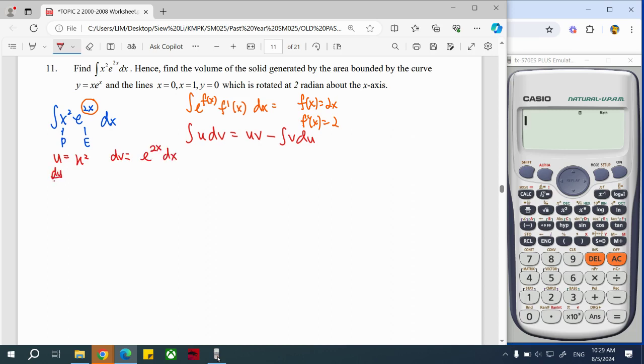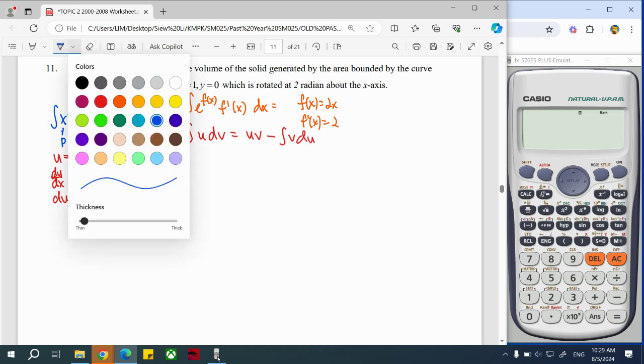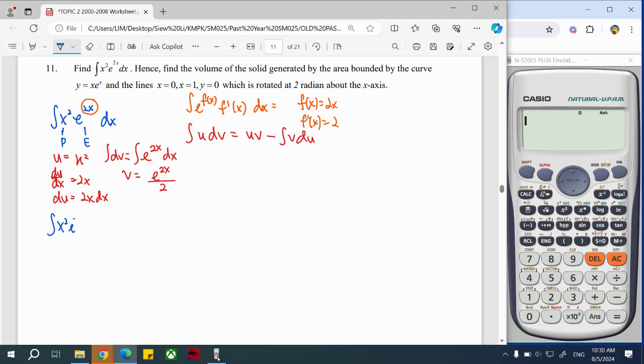For u, differentiate u with respect to x, so du will be 2x dx. Meanwhile for dv, integrate both sides so that we can find v. Integrate e to the 2x, it will be e to the 2x over 2. Then back to the question, write the question, and substitute uv minus the integral of v du. So the 2 can be simplified.